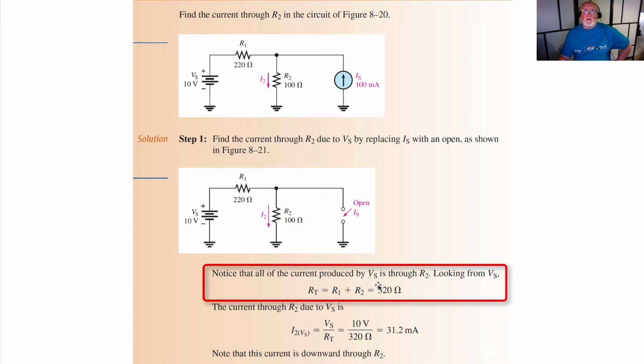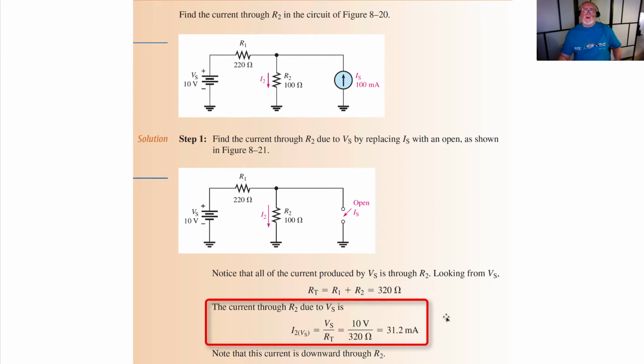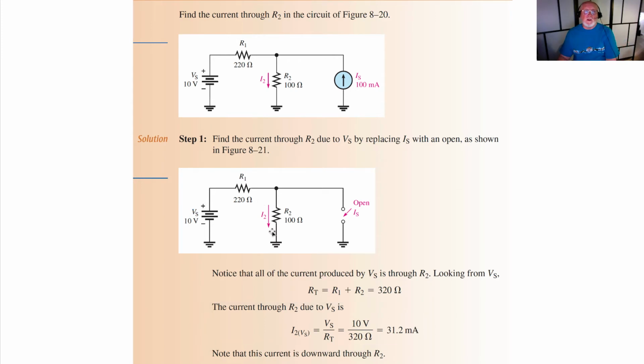Looking from V source, our total is R1 plus R2, or 320 ohms. The current through R2 due to the voltage source, I2 V source, is equal to V source divided by R total, which equals 10 volts divided by 320 ohms, or 31.2 milliamps. Again, notice that the current is downward.